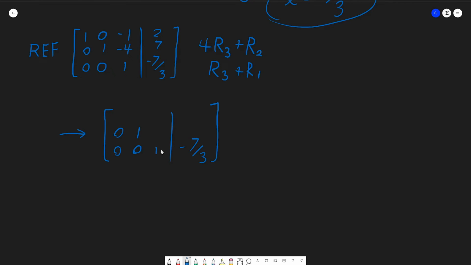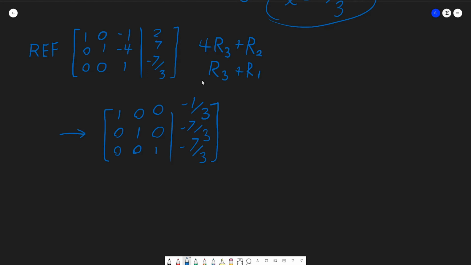And we have 4 times 1, which is 4, added to -4, which leaves us with 0. And then we have 4 times -7/3 added to 7, which is also -7/3. Finally, we have row 3 added to row 1. 0 added to 1 is 1. 0 added to 0 is 0. 1 added to -1 is also 0. -7/3 added to 2 is -1/3.